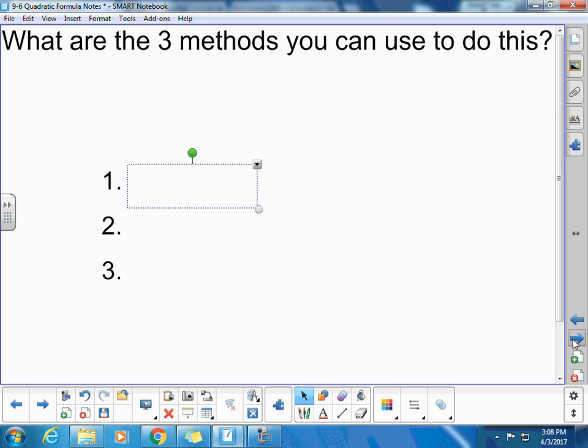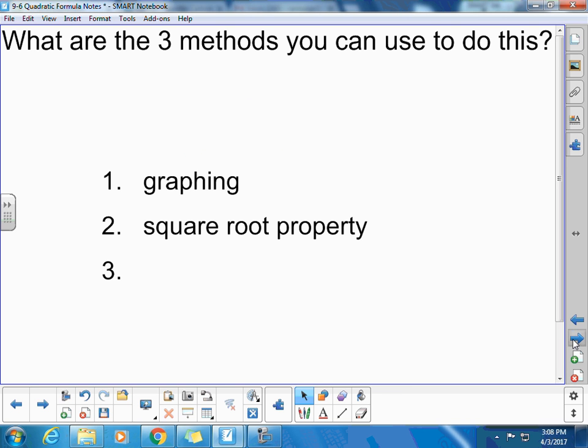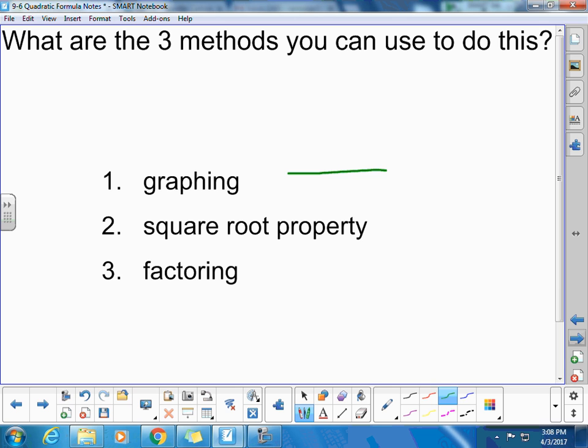We could graph it. We could use the square root property, or we could factor. We are not going to spend much time graphing, but we did talk about when we factor and we go to graph, the roots are from those factors. Where it crosses the x-intercept, we get that from factoring, right? But we could put a rough graph of what it looks like.